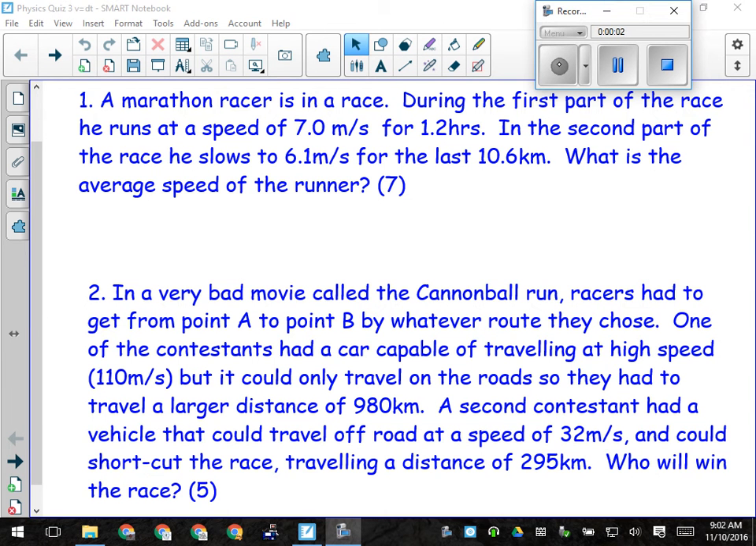Okay, so question number one. Question number one is one of those V equals D over T questions that has two sections to the trip. So it's kind of like the elevator question from yesterday, except that the marathon racer doesn't change direction, which actually makes it a little bit easier because it's always forwards. Okay, all that's happening is he gets tired and slows down, right? We're just trying to calculate his average velocity over the whole trip.